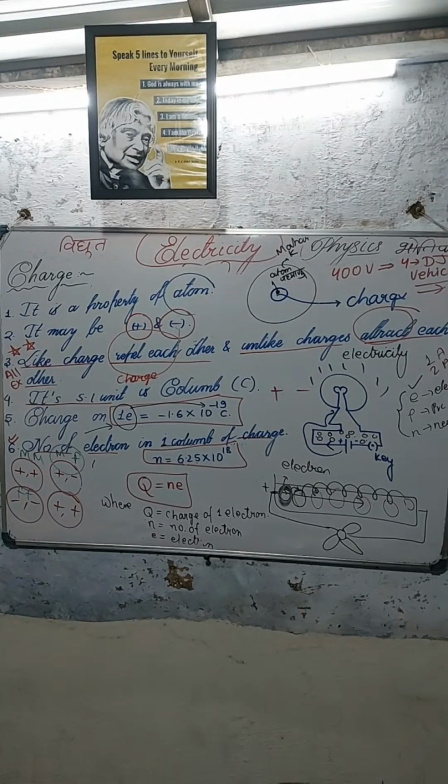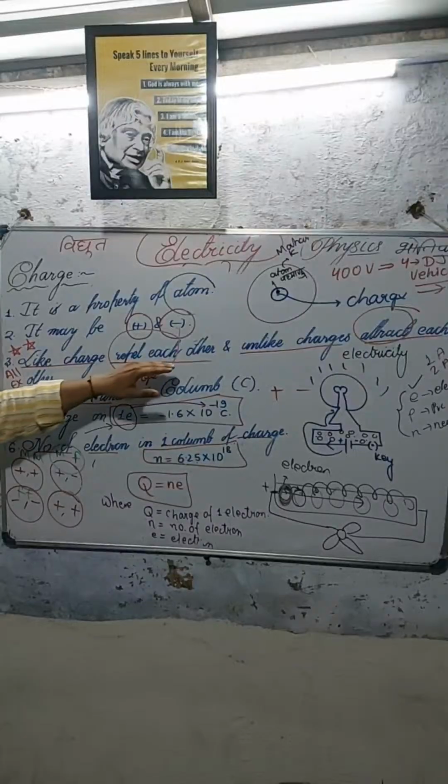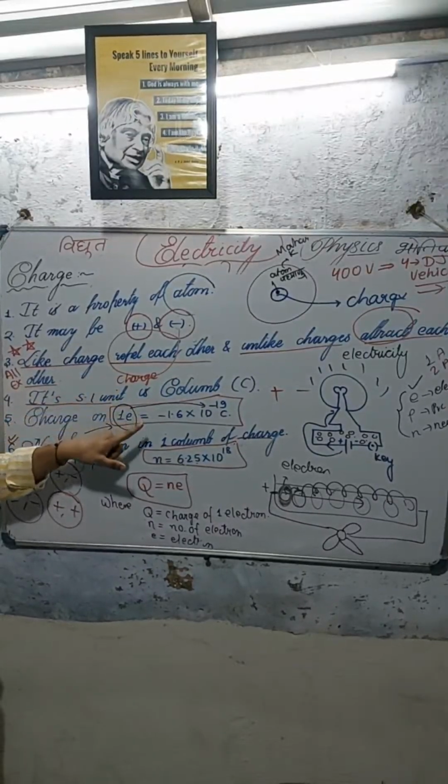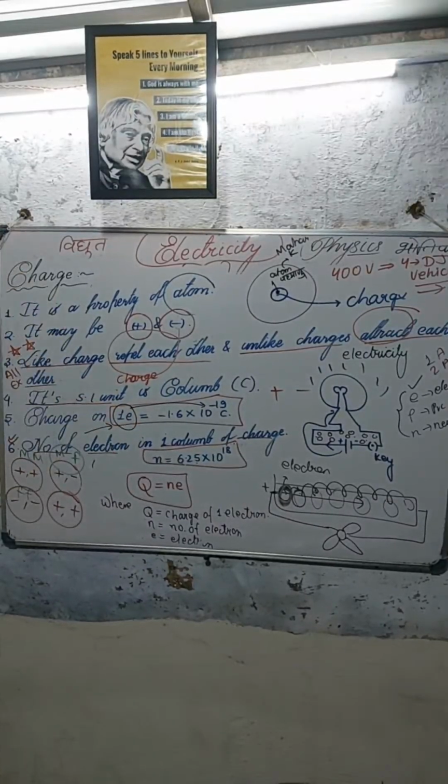There is a question that comes to mind. Why always positive and negative charge in all electric appliances? Why always positive and negative charge? Because it makes balance. Yes or no?